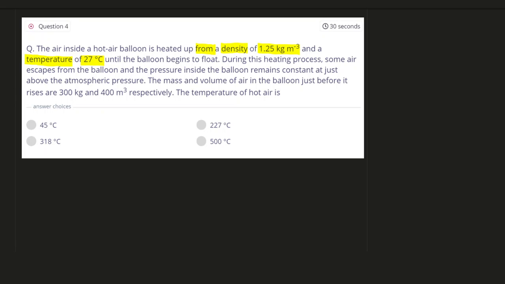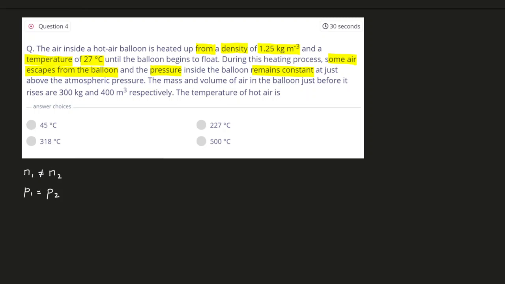During the heating process, some air escapes from the balloon. When they say some air escapes from the balloon, what you should be aware of is that N1 is no longer equal to N2, because there's gas coming out from the hot air balloon. Then the pressure inside the balloon remains constant. That means the initial pressure and the final pressure should be the same, at just above the atmospheric pressure. Yes, it has to be slightly above the atmospheric pressure.